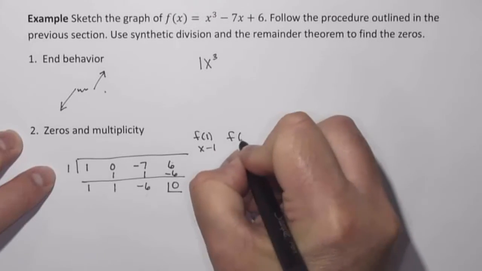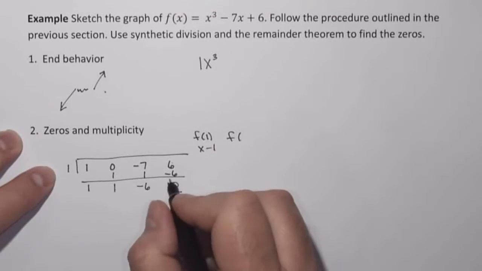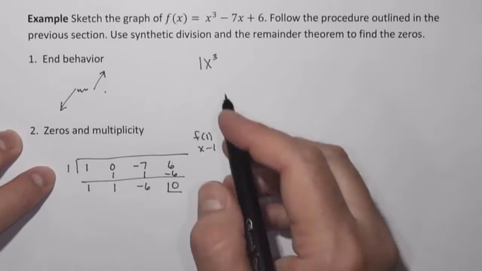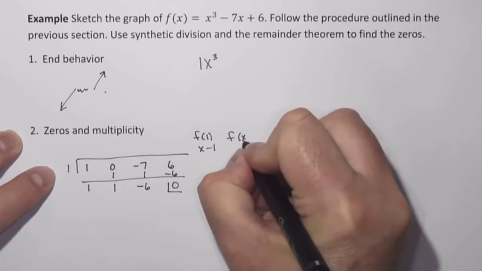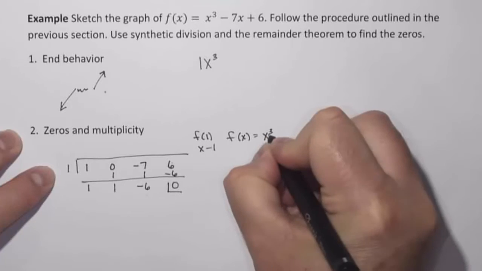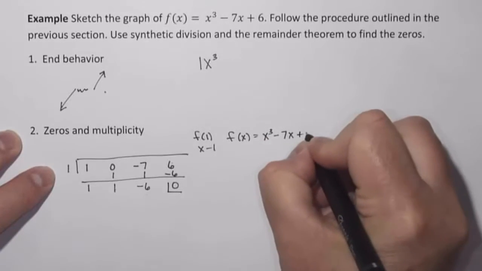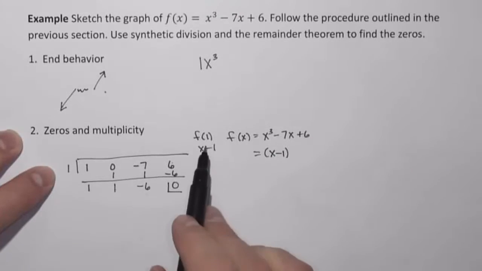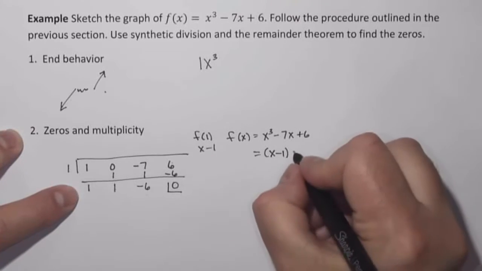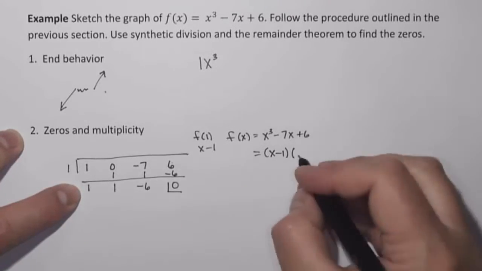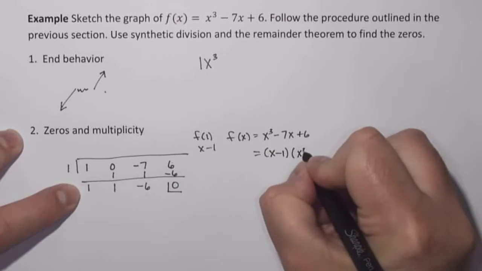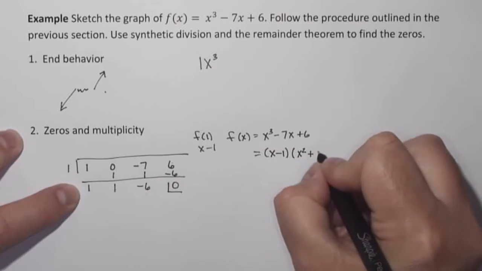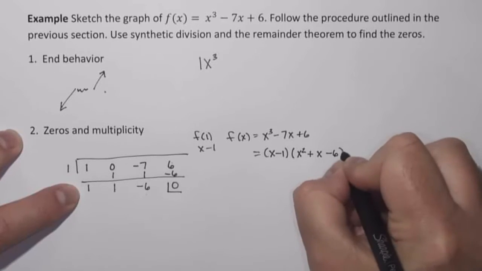So what I have just found is that because I got a remainder of 0, x minus 1 is a factor of our function. So f of x, which equals x cubed minus 7x plus 6, will factor into x minus 1, again because 1 is a 0, times, using this, 1x squared plus 1x minus 6.